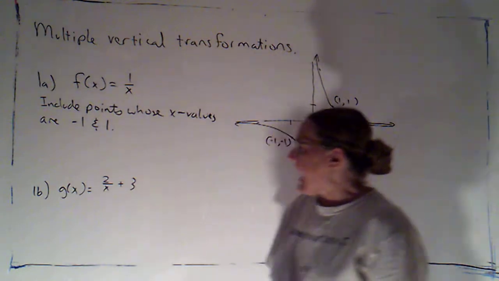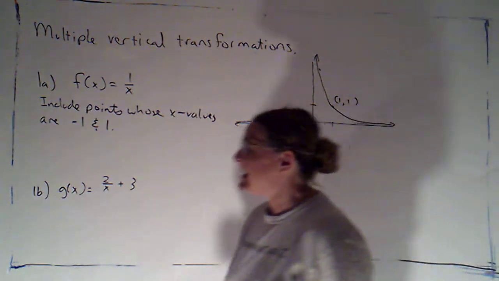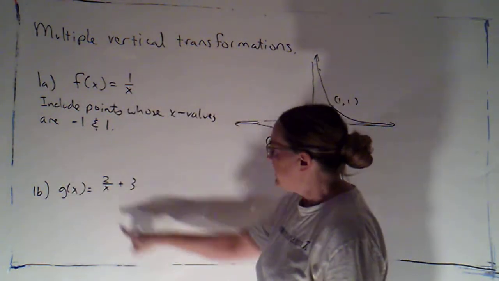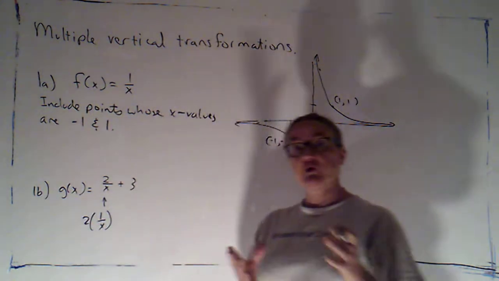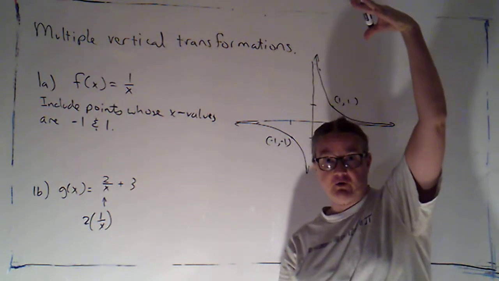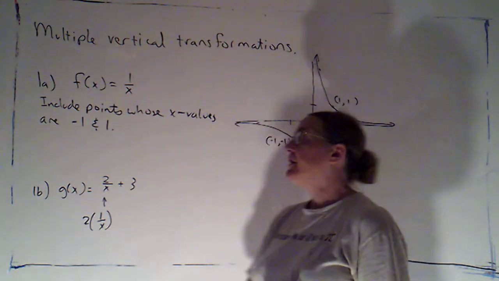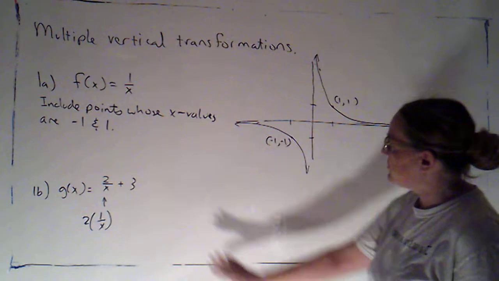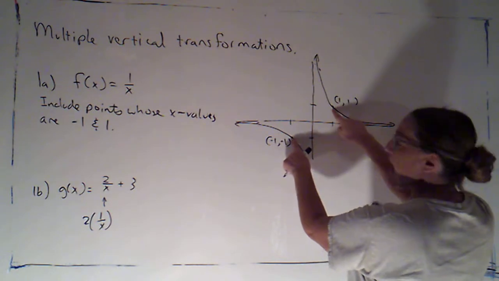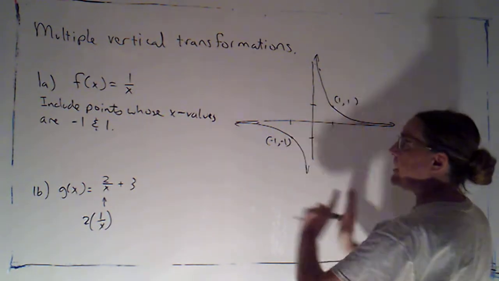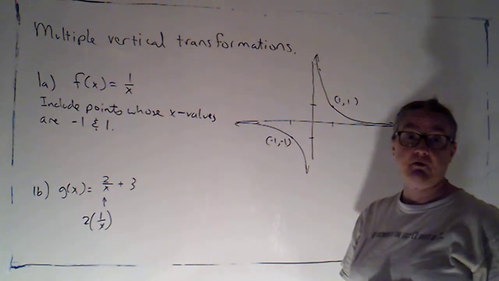Now if I look at 1b, I'm asked to sketch g of x, which is 2 over x plus 3. So I can see I'm doing two things to this parent function. 2 over x, that's 2 times 1 over x. So I'm multiplying by 2, which I know accomplishes a vertical transformation. And I'm adding 3, which I know is a vertical shift up 3 units. And what I want you to do, and we'll do it together for this one, is keep track of what happens to these points. So we're going to plot 2 points that are basically where these points get transformed to by these transformations.